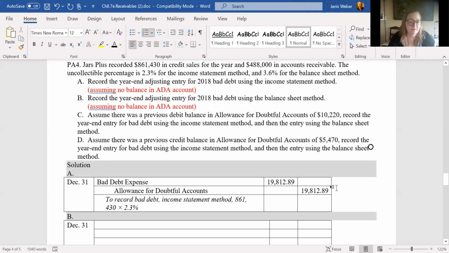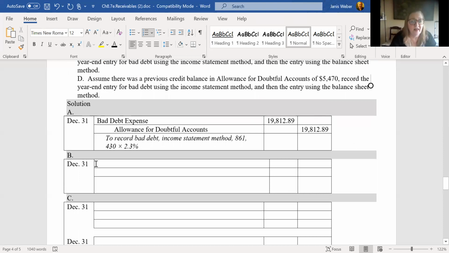I'm not going to round because it's going to take me a long time to do that if I did. But you see, I could have just put 19,813 and that would have been fine. All right, then the second one, record the year-end adjusting entry for the bad debt using the balance sheet method. The balance sheet method takes the accounts receivable of 488 and multiplies it times the 3.6. And that is the amount they're going to record as bad debt.